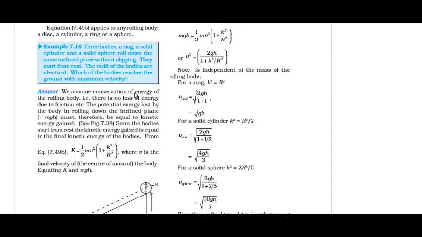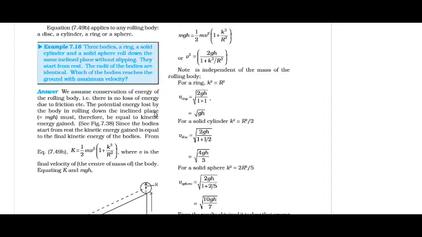Now let us do a problem example. Three bodies, a ring, a solid cylinder and a solid sphere roll down the same inclined plane without slipping. They start from rest. The radii of the bodies are identical. Which body reaches the ground with maximum velocity? We assume the conservation of energy of a rolling body.